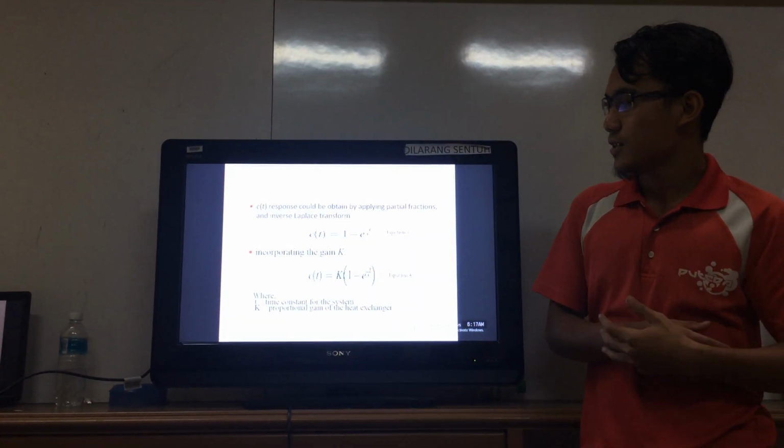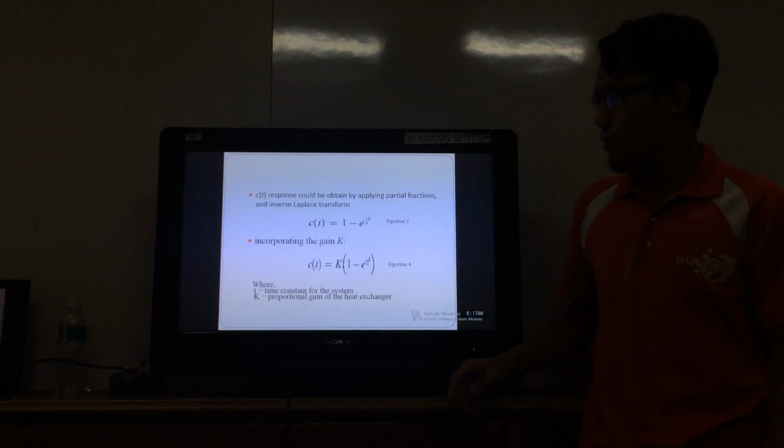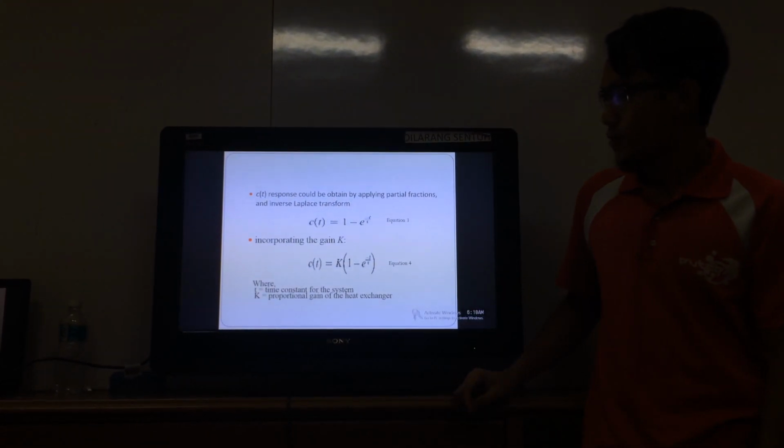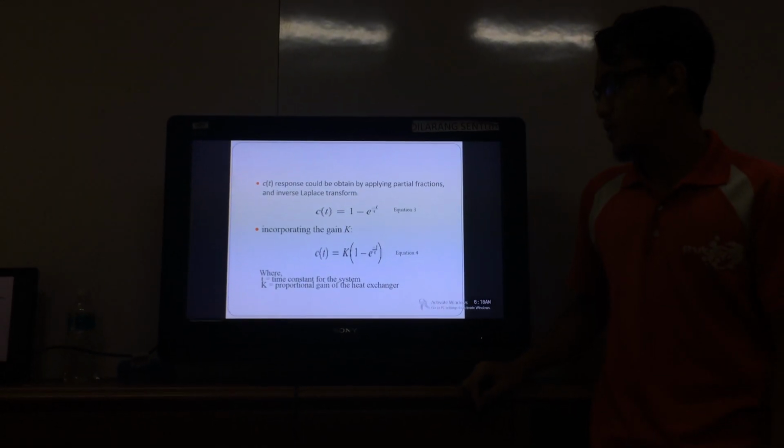In converting the gain K, C(t) will become K in bracket equation 3, where T equals the time constant for the system, and K is the proportional gain of the heat exchanger.